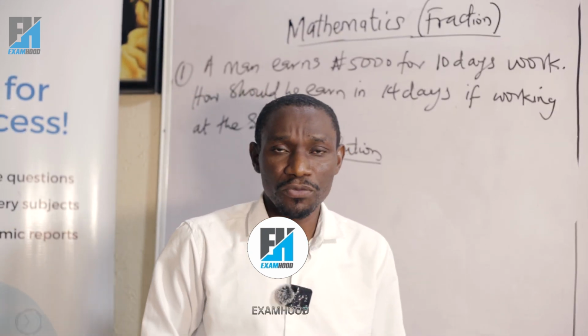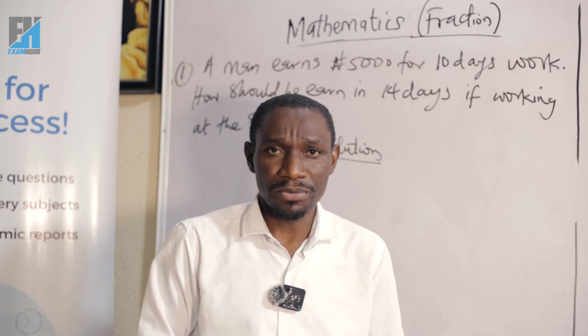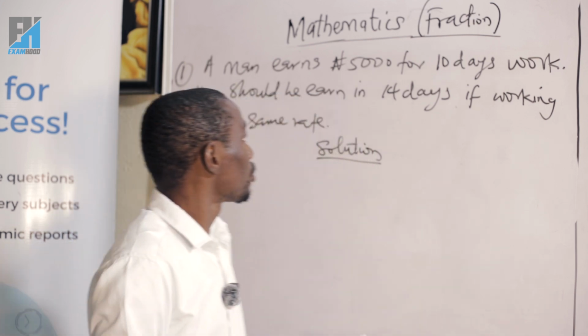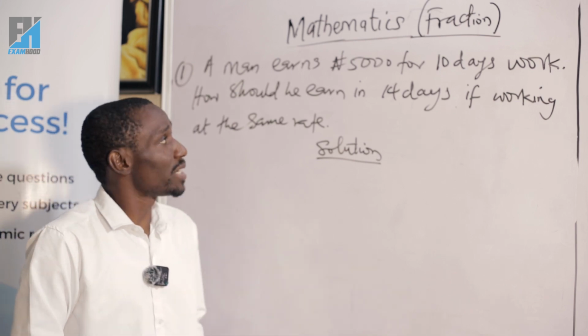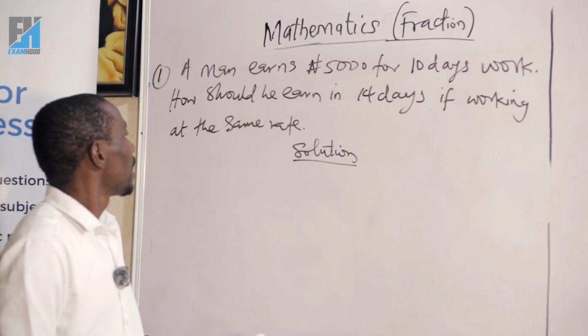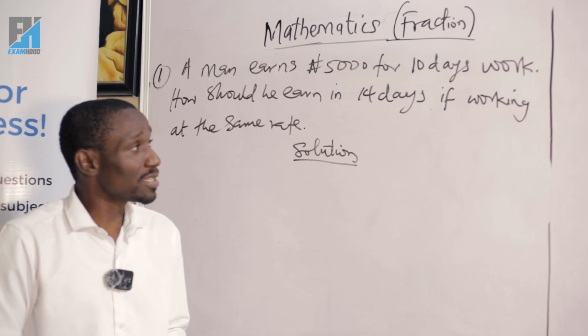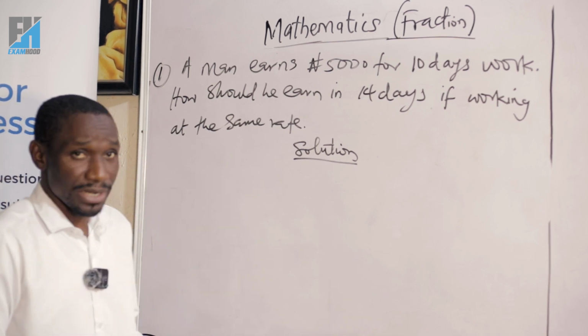We are still solving mathematical problems in primary 5. Let's solve this word problem in fraction. The question says a man earns 5,000 naira for 10 days work. How much should he earn in 14 days if he's working at the same rate?